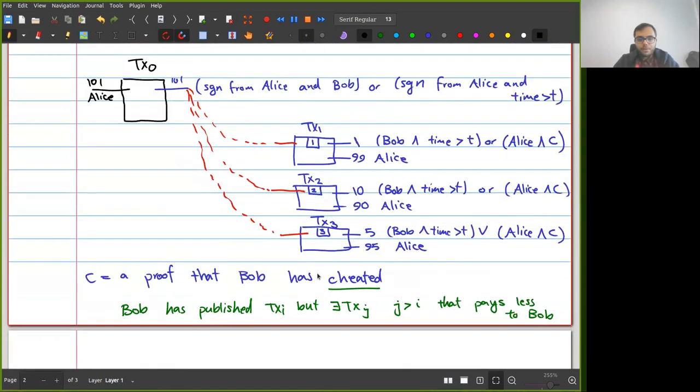Now, the proof that Bob has cheated: if Bob later publishes transaction 2, Alice can just use Bob's signature on the index of transaction 3. So here, this C would actually check if Alice can provide Bob's signature on an index that is larger than the index of the current transaction. Then this shows that Bob has cheated. It shows that this was not the last transaction, and then Alice can get the entire money.